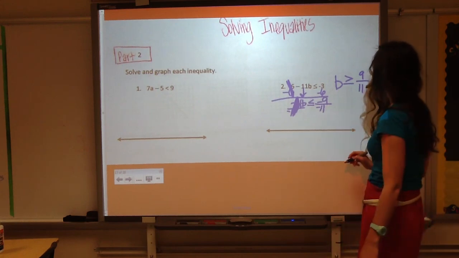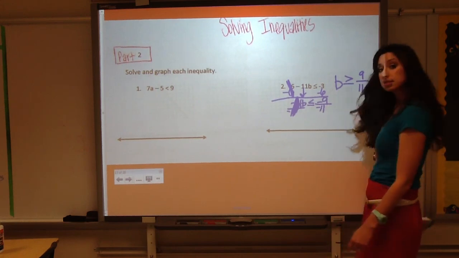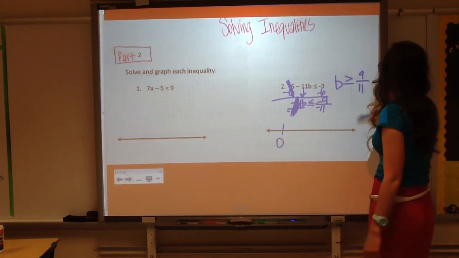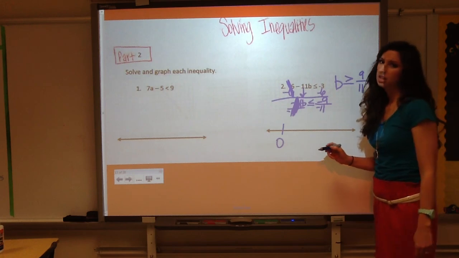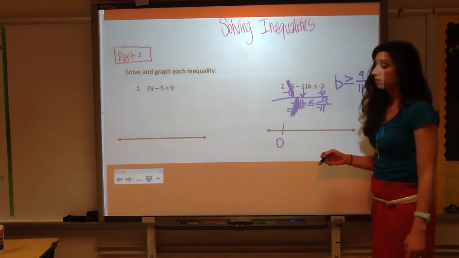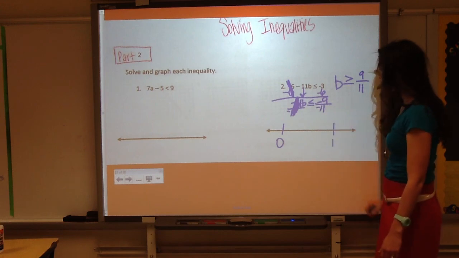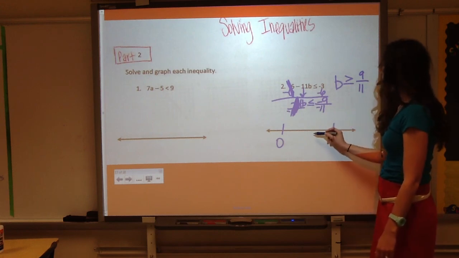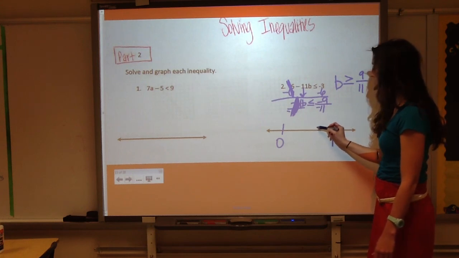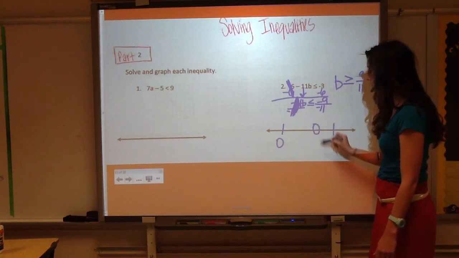Okay, so if I'm going to draw my number line, I have a positive number. So I'm going to put my 0 down here. And 9 over 11, oof, I don't even want to think about it, but I definitely know it's not quite 1. Okay, so if I put a 1 over here, then I'm going to put 9 11ths somewhere maybe over here, a little bit more than half.